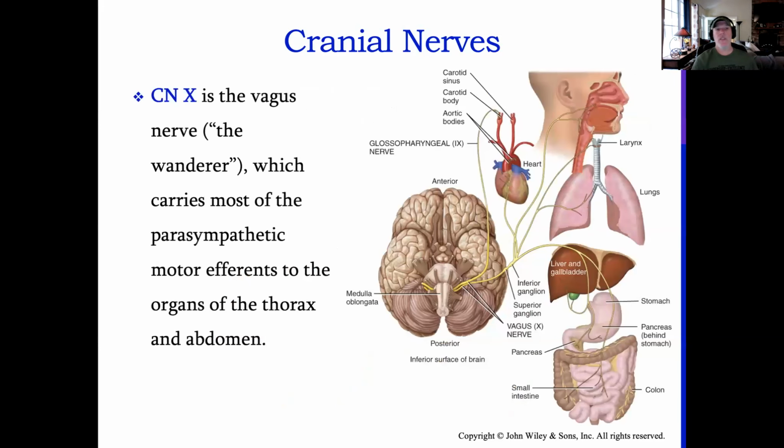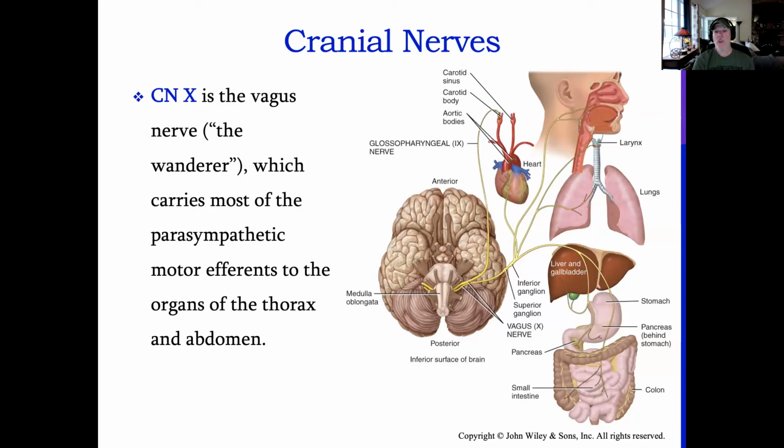Cranial nerve 10 is called the vagus nerve, nicknamed the wanderer, and it's going to carry a huge amount of parasympathetic motor function to and sensory function from the visceral organs of the abdominal and pelvic cavity.